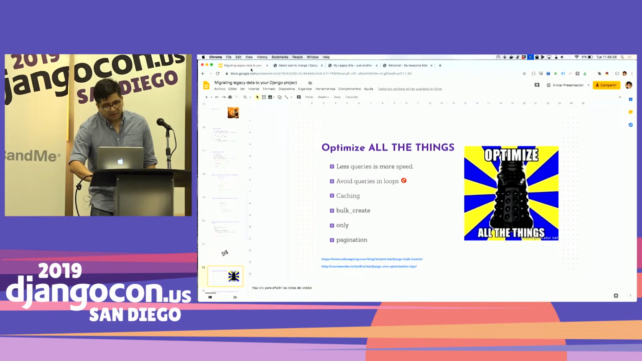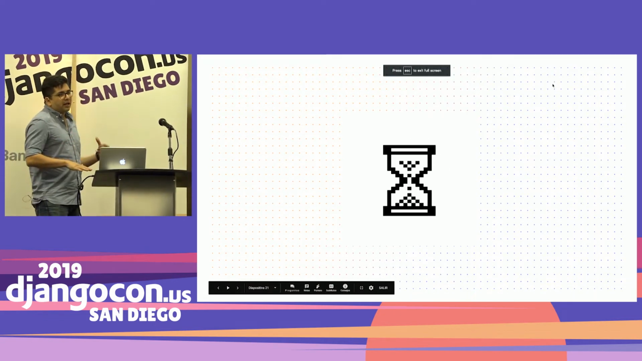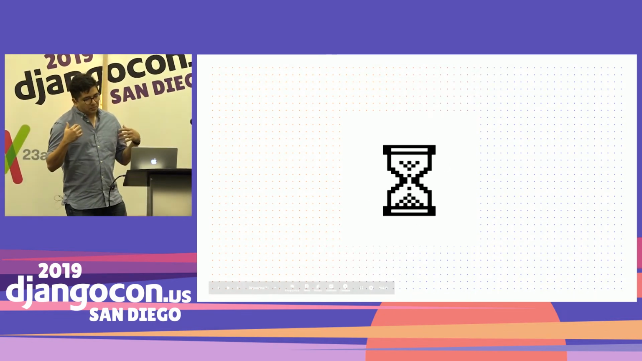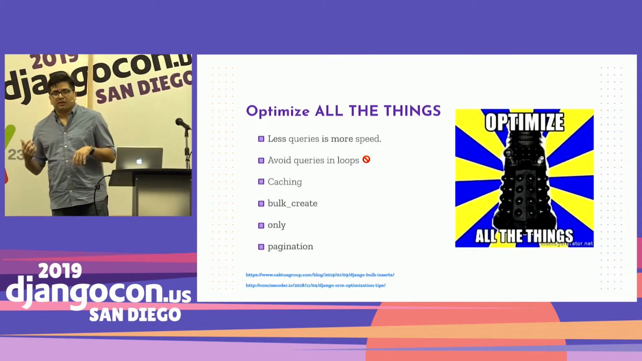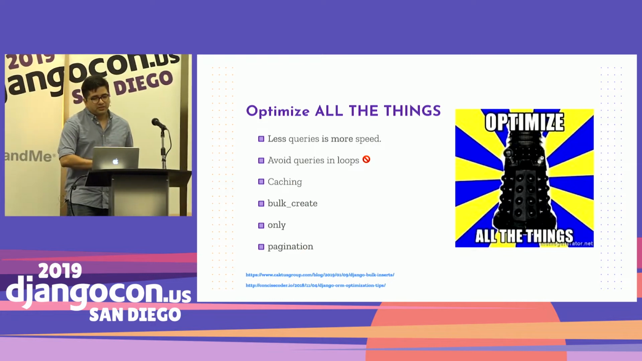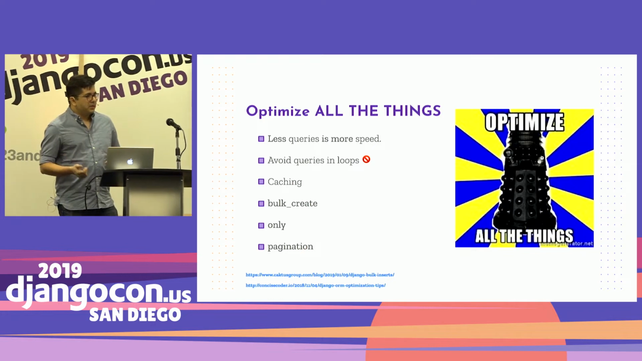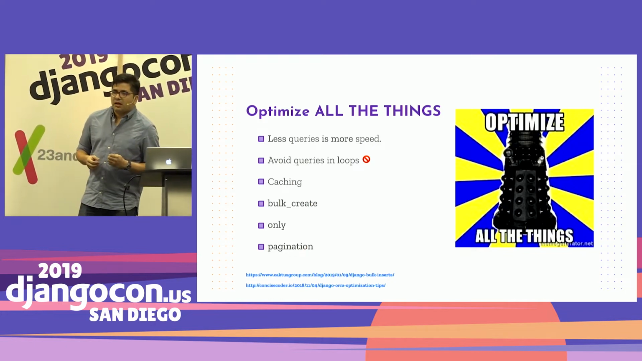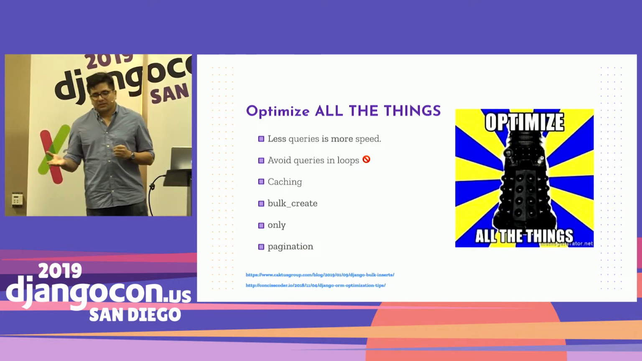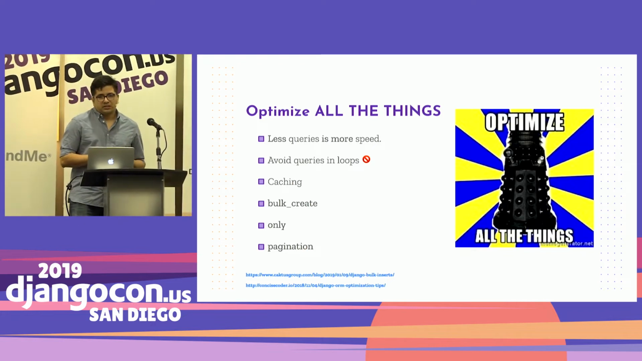So this is not enough. This is not enough because this is just a sample, and it was just not optimized enough. So we have to then optimize all the things. This was not very efficient, and we can make it better. So fewer queries mean more speed. You'll be reading thousands of data, depending on your database structure. You want to avoid queries in loops.